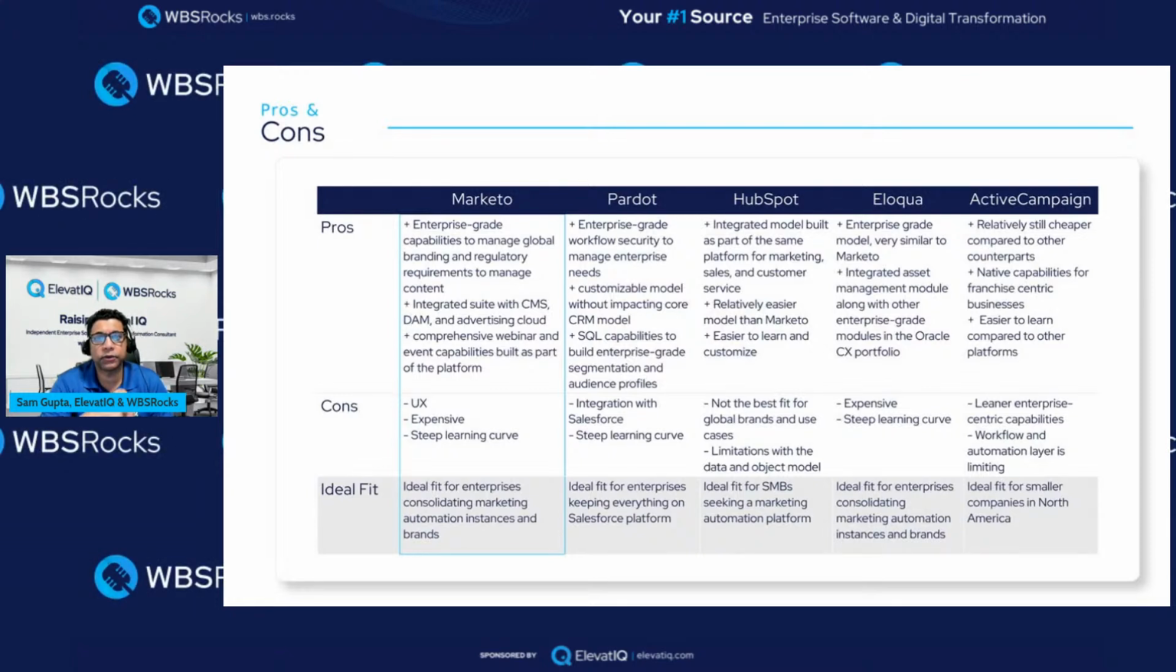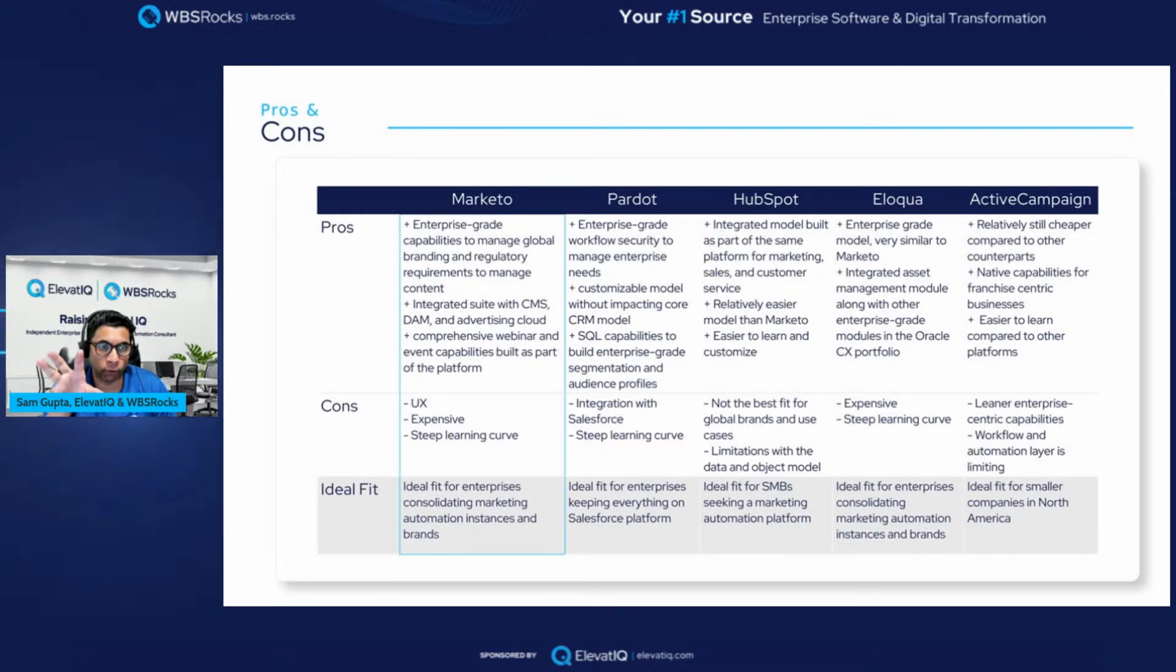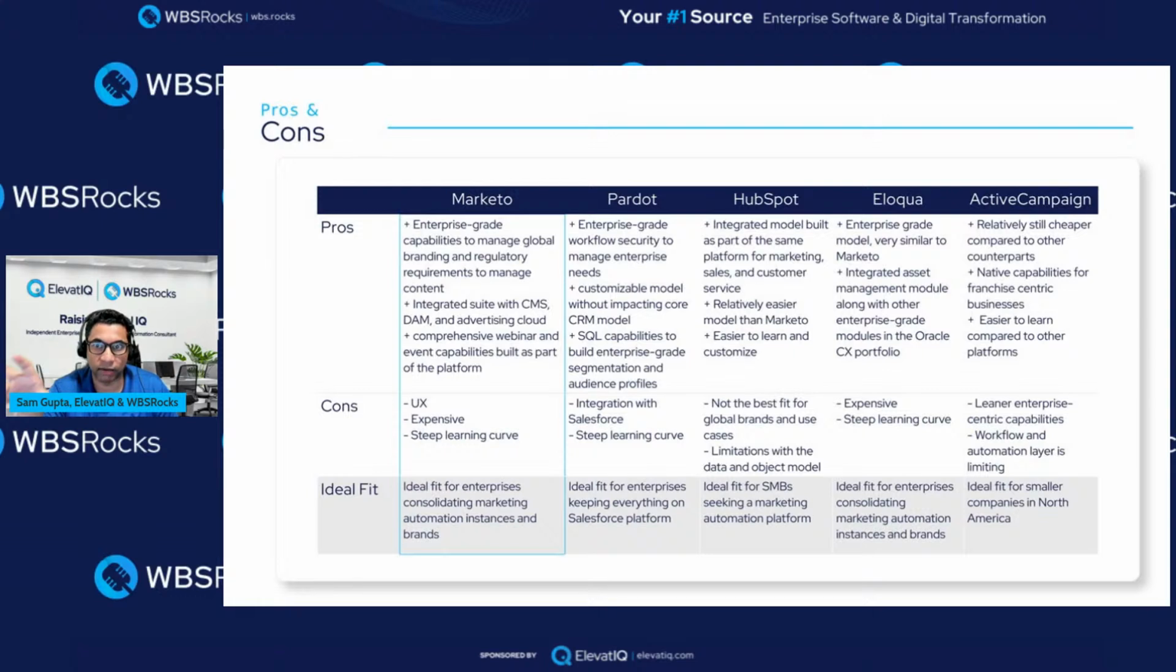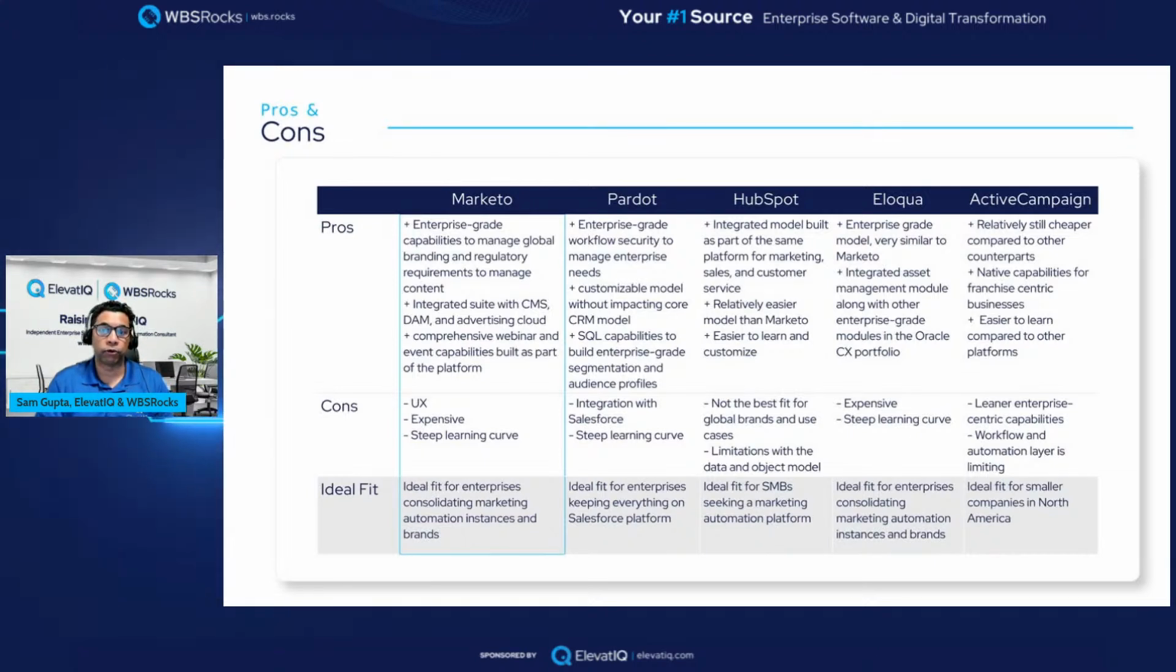Now, let's look at some comparisons briefly. And again, if you want to dig deeper into any of these products, we might have reviews available for all of them. The only thing you need to do is simply Google or YouTube, I guess, Pardot plus Elevate IQ, or HubSpot plus Elevate IQ, Eloqua plus Elevate IQ, ActiveCampaign plus Elevate IQ. You might be able to find those reviews if you want to dig deeper. But this one is going to be for Marketo.